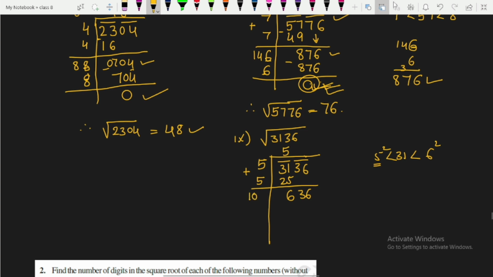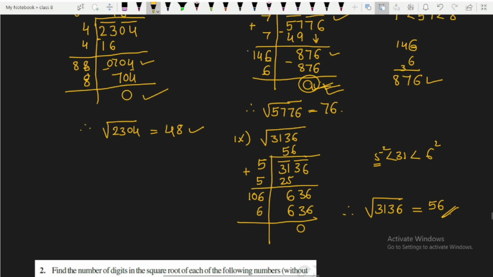Now choose the number so that you should get close to 636. What is the number? You can check 4, 104 into 4 is around 400 something, but you can choose 6 here. 106 into 6 is 636. So the answer you will get is 0. So therefore the square root of 3136, you write the 6 also here, is 56. In this way you can find the square root.